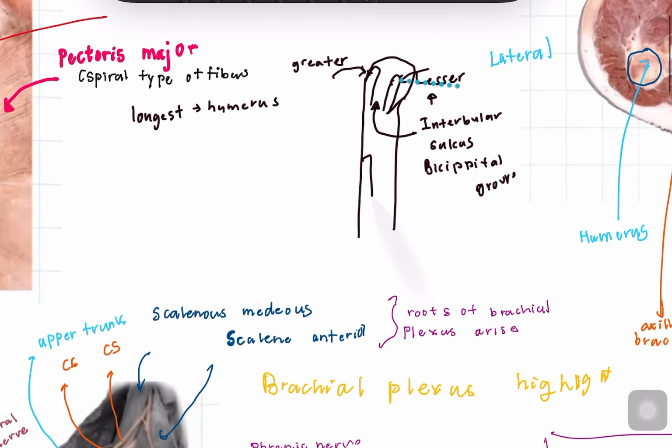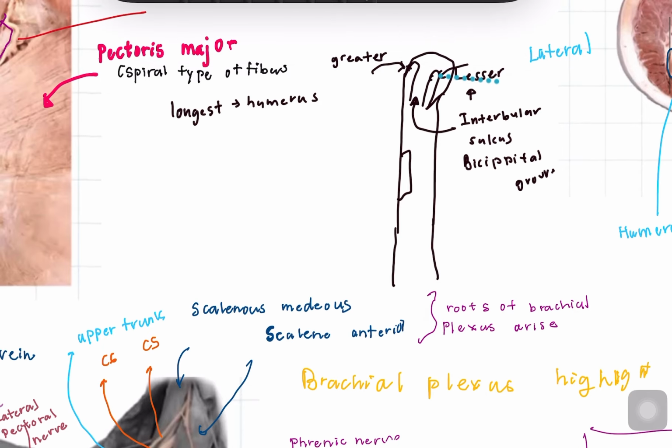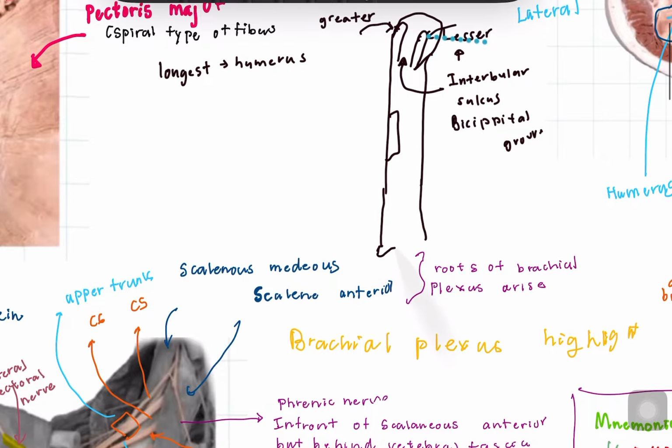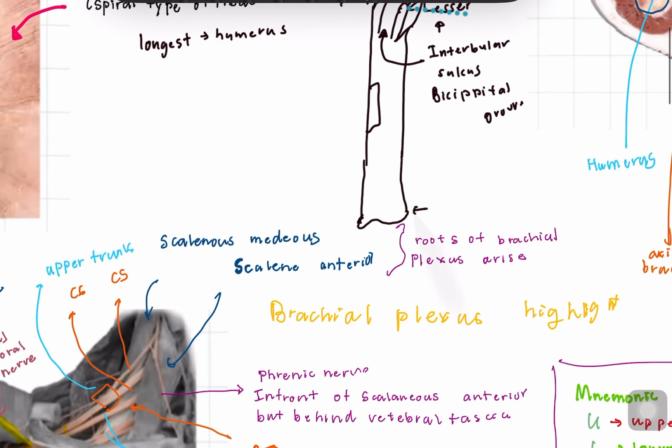So we have this deltoid tuberosity, and the lower end is expanded from side to side, and it has the medial epicondyle. So it has capitulum, and then the trochlea. This part is for the radius, while this part is for ulna.